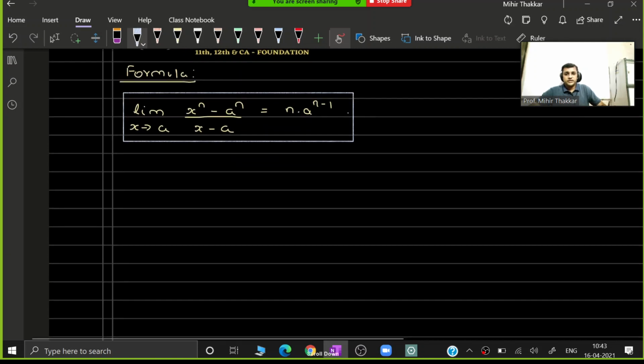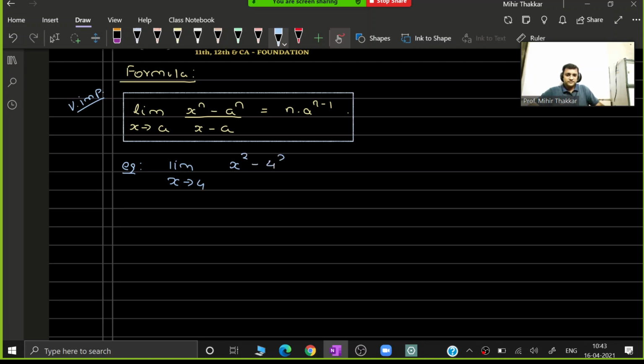So guys, let us understand how we apply this formula. It's a very, very important formula guys, so please listen carefully. If you have limit as x tends to 4, I will start with a very easy example: limit as x tends to 4, (x raised to 2 minus 4 raised to 2) divided by (x minus 4).